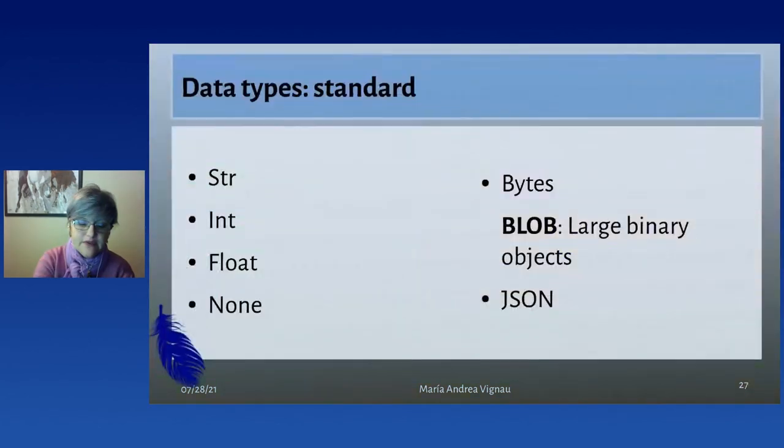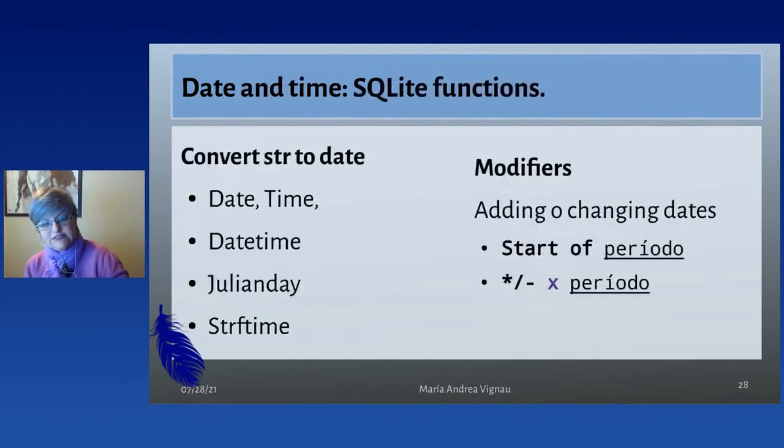Okay. Finally, we are going to talk a little about data types. SQLite has some standard data types: strings, integers, floats, and binary objects like large binary objects or JSON. Datetime data in SQLite can be stored like strings, and you have a lot of conversion functions. Conversion functions allow you to convert dates into strings and vice versa.